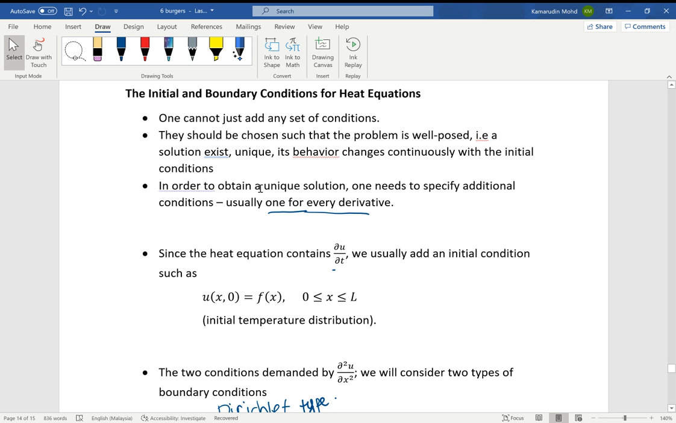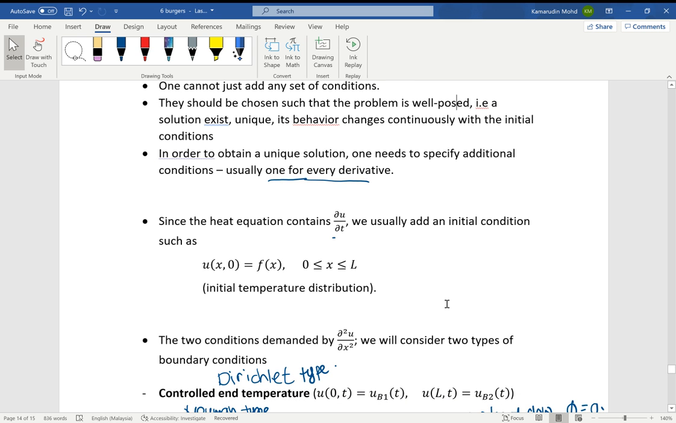So in order to obtain a unique solution, one needs to specify additional conditions, usually one for every derivative. So one for every derivative here is explained based on these two points below.